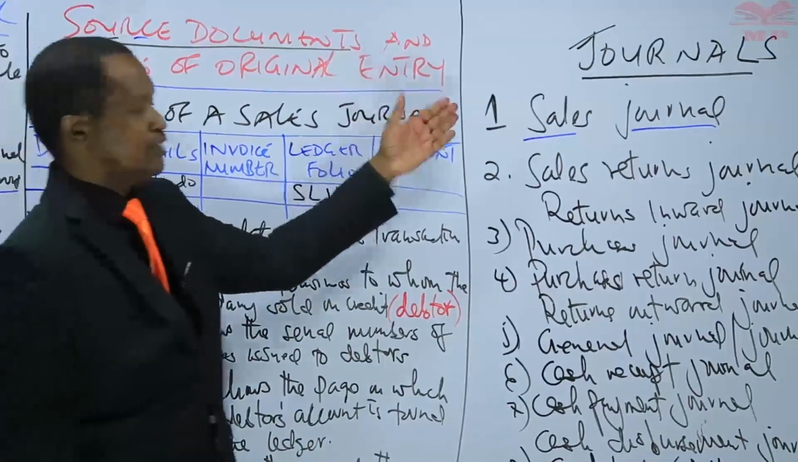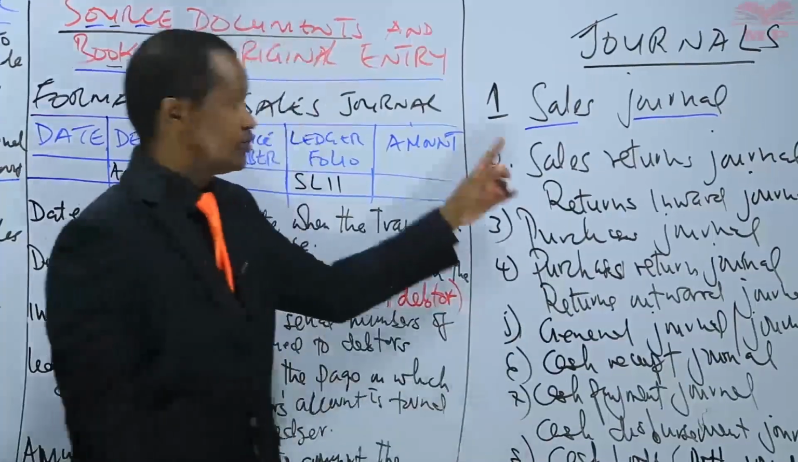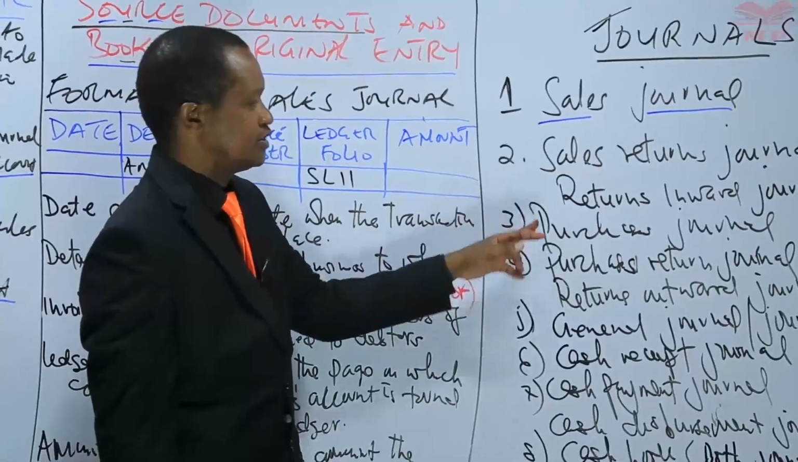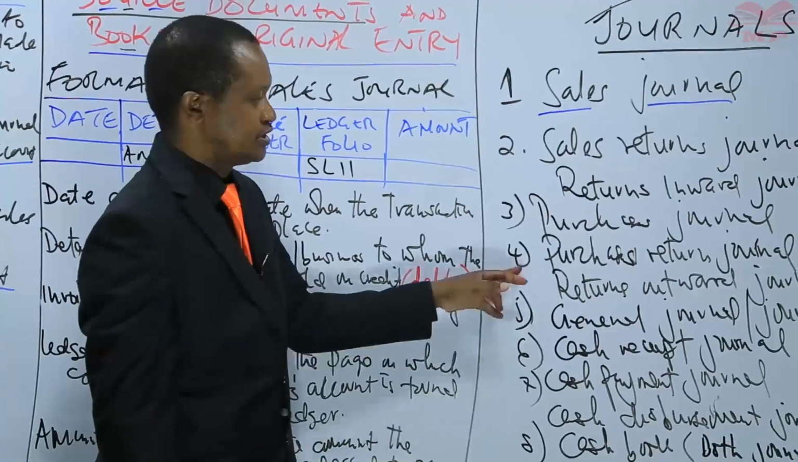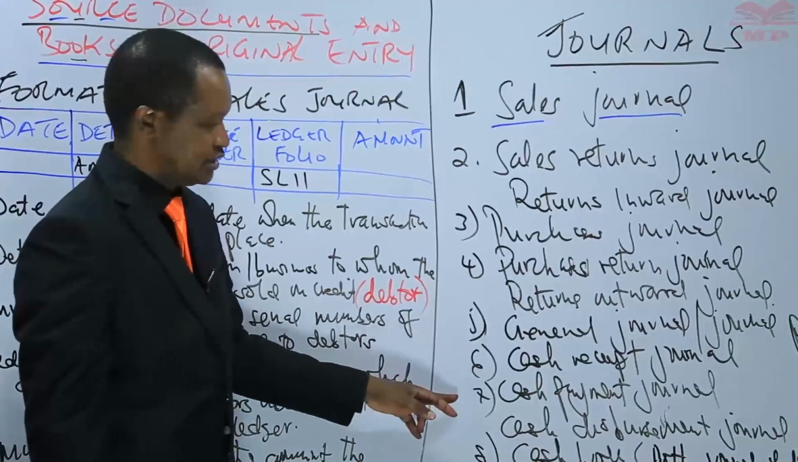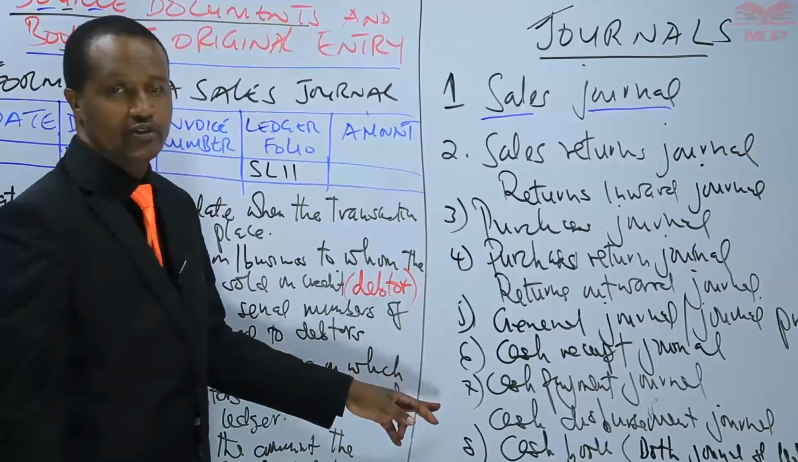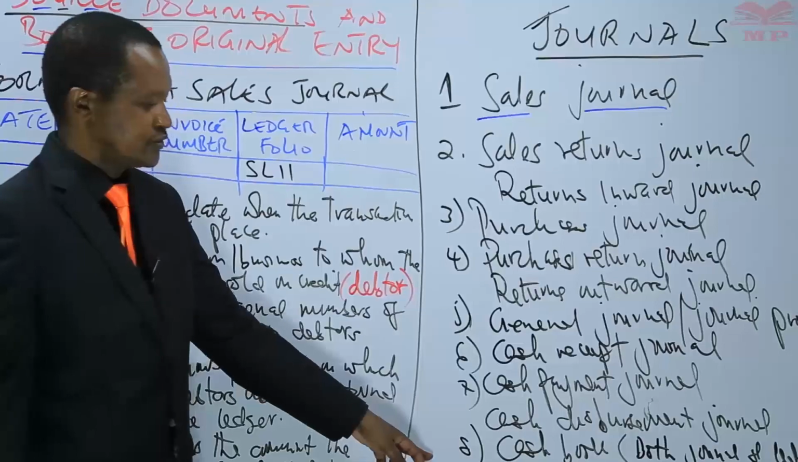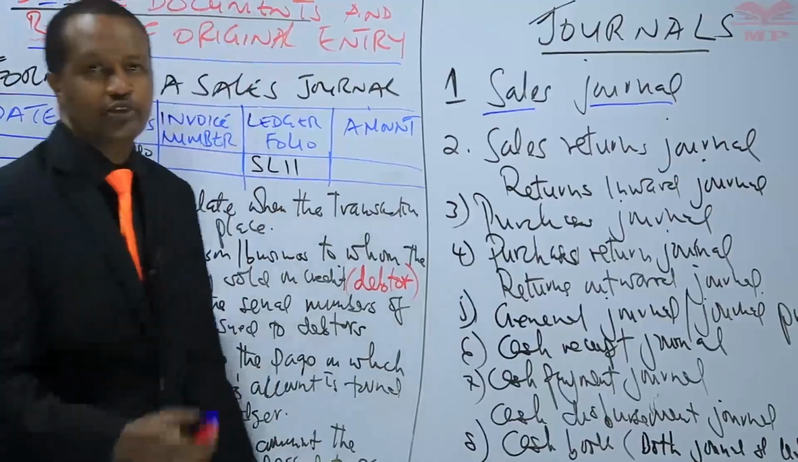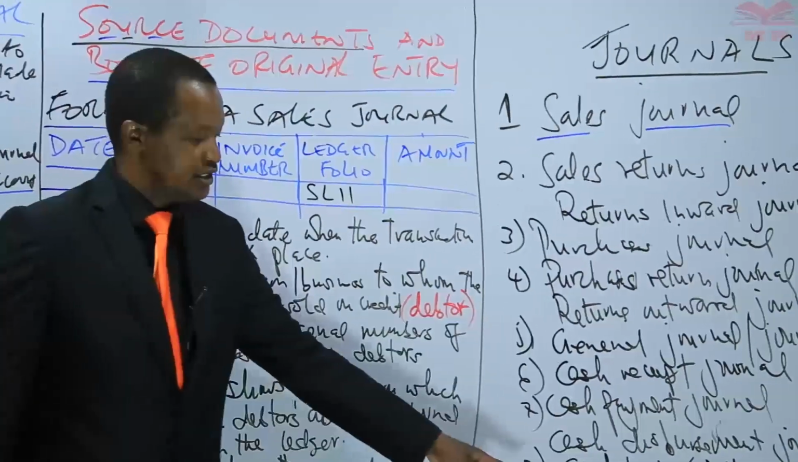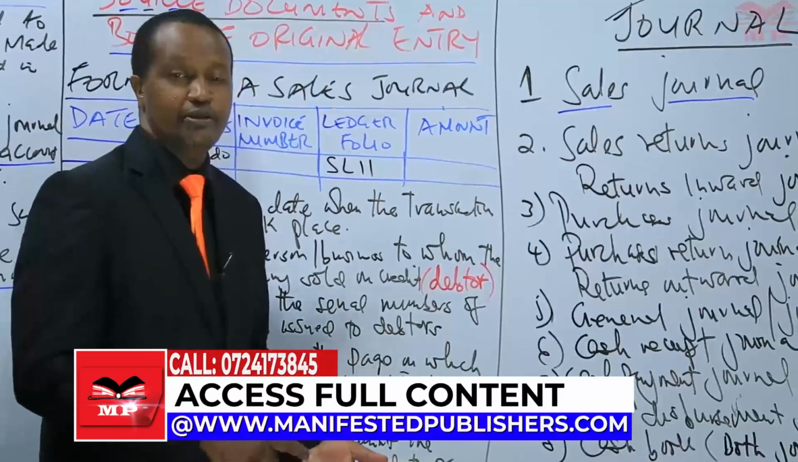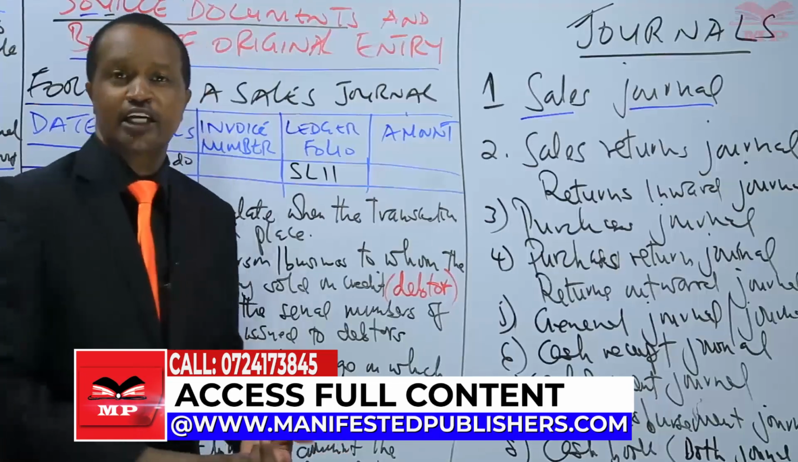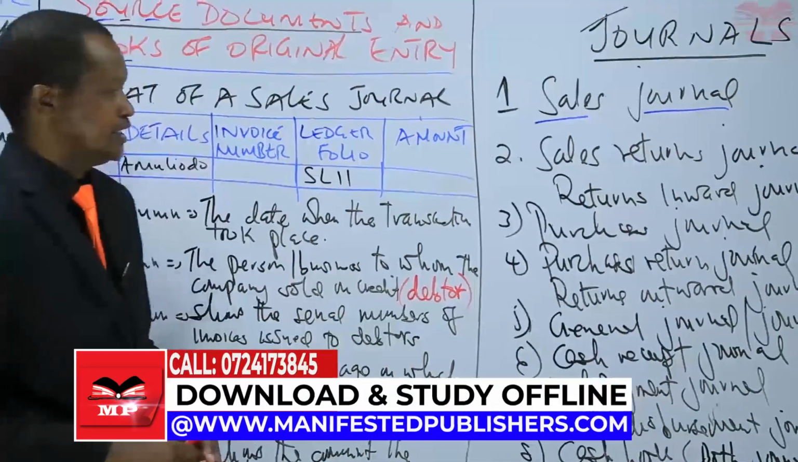I've listed examples of the journals, 10 examples. The sales journal, the sales returns journal, the purchases journal, the purchases returns journal, the general journal, the cash receipts journal, the cash payments journal. We have the cash book, which is both a journal and a ledger. There is the petty cash book, which is both a journal and a ledger.